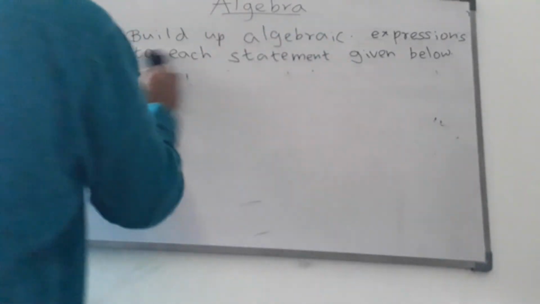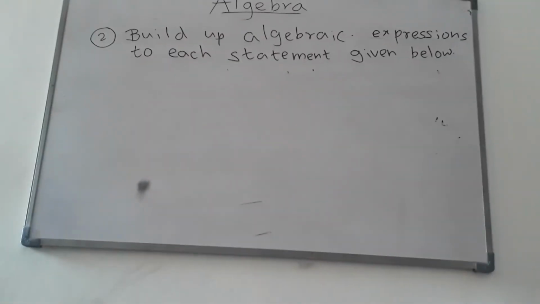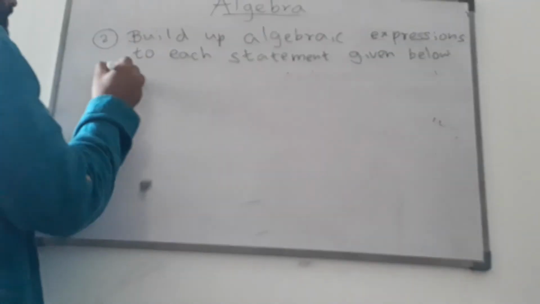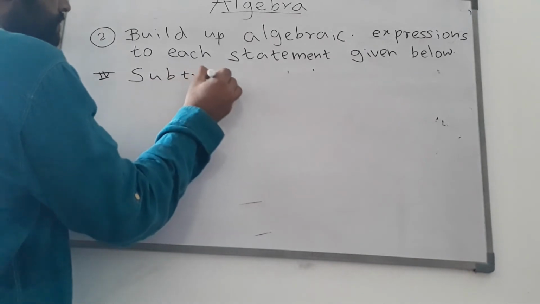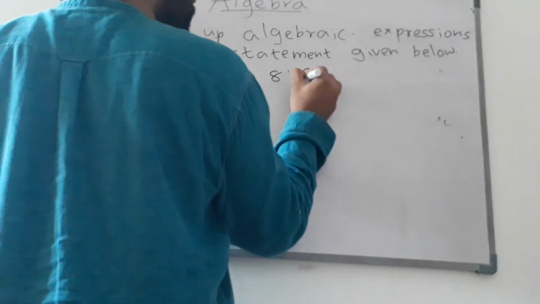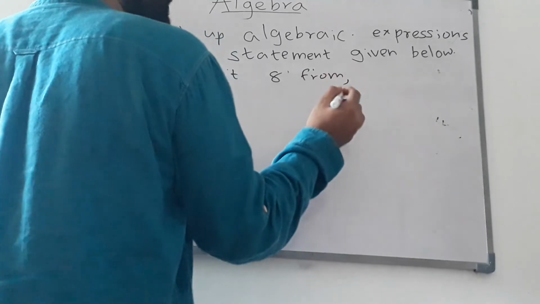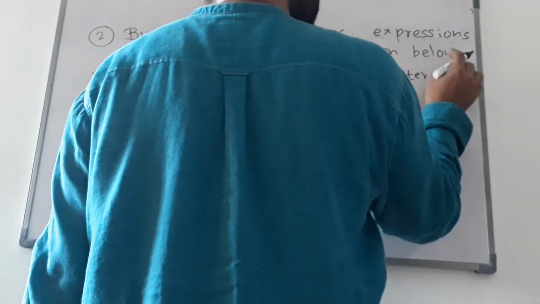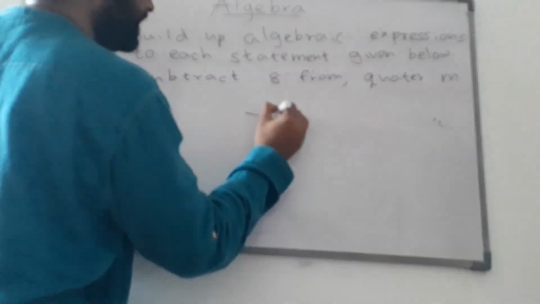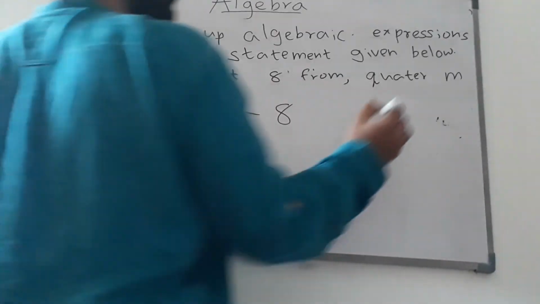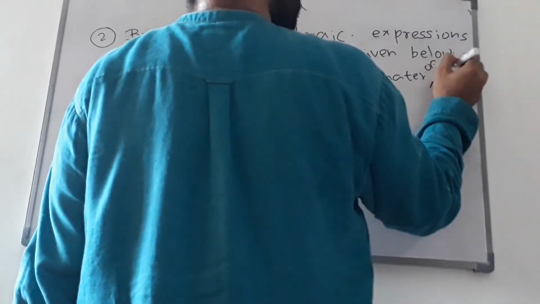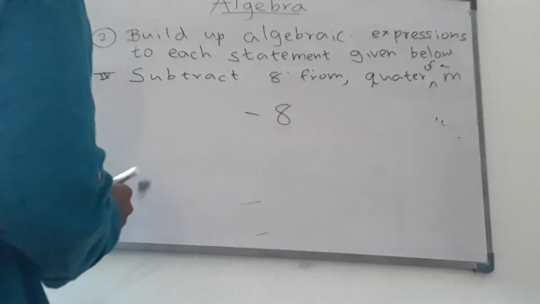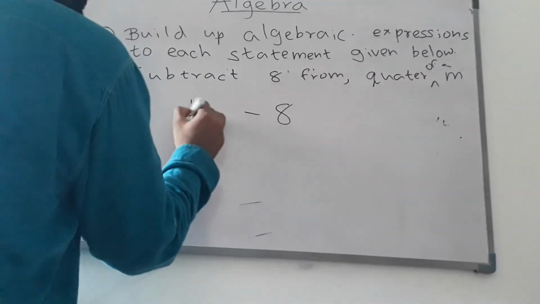Next, subtract 8 from quarter of m. Subtract 8 from quarter of an m. Quarter of m. Quarter of an m means m divided by 4.